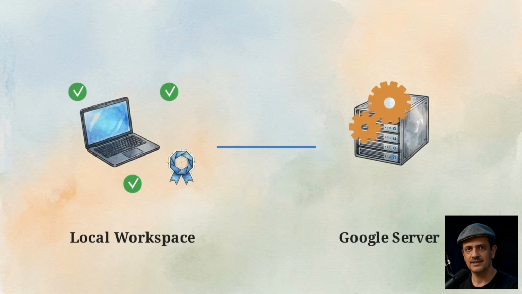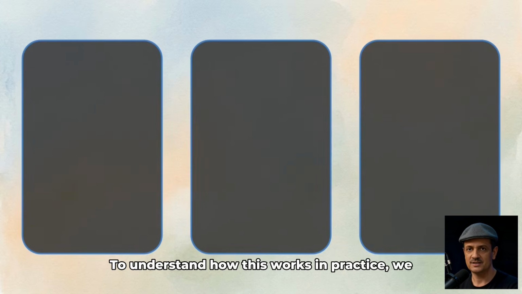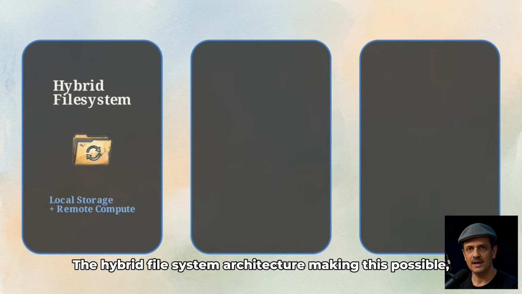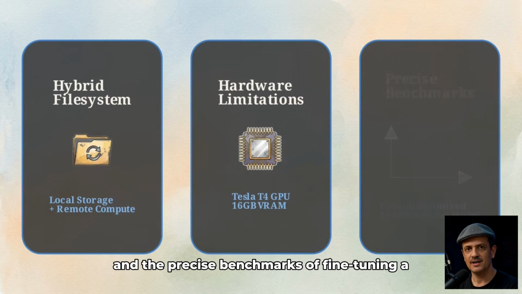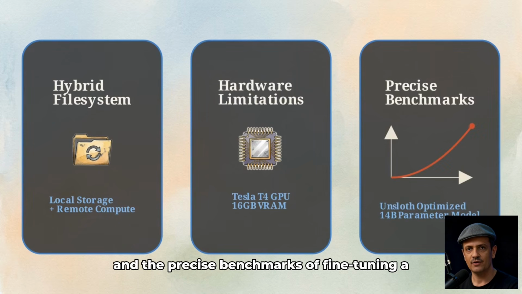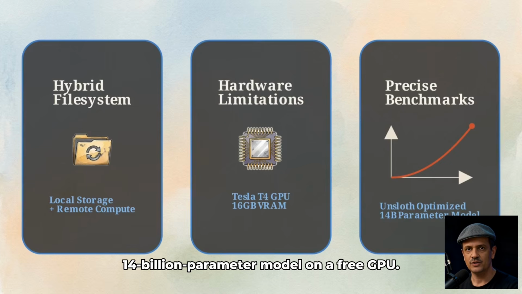To understand how this works in practice, we need to examine three things: the hybrid file system architecture making this possible, the actual hardware limitations of the free tier, and the precise benchmarks of fine-tuning a 14 billion parameter model on a free GPU.